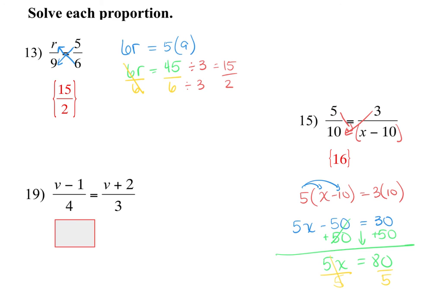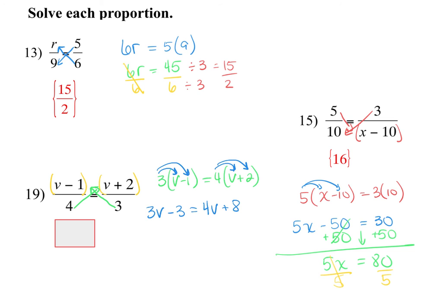Once again, you have groups. Even if you don't see it, this is grouped and this is grouped. Cross multiplication still works. 3 times that group, v minus 1, equals 4 times that group, v plus 2. We have to use distribution on both sides. 3 times v, 3 times negative 1, 4 times v, and 4 times 2.